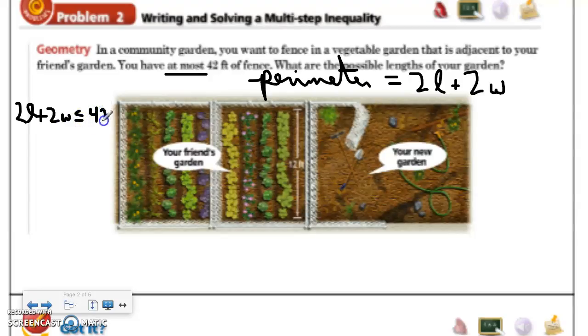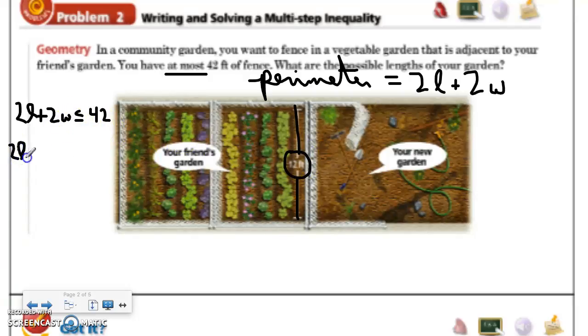Now, I have something else. I don't know if you noticed it from the picture. It's probably easier to see on your paper. It's this dimension right here. That dimension is 12 feet. They're calling it the width because they're asking for the length, possible lengths, which means they're giving me 12 feet as the width. So I'm going to go ahead and substitute the 12 in there, right?